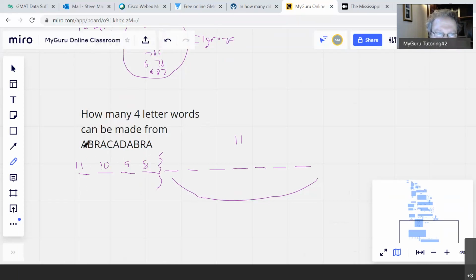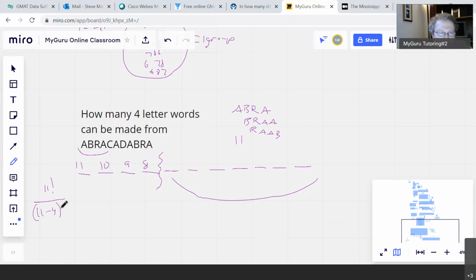Because if I look at that first grouping, ABRA, that is not the same as BRAA, right? It's a different word. It's also not the same as RAAB, right? So I'm actually concerned with arrangements here. So I'm really starting out with my 11 factorial over my 11 minus 4 factorial. So I'm really starting out with my permutations, my arrangements. But I'm not done. Anyone know what needs to be done at this point?